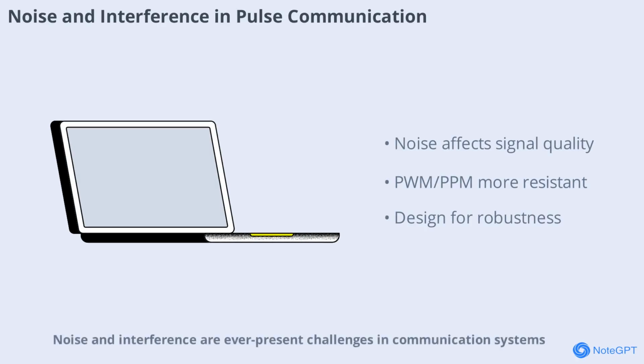Noise and interference are ever-present challenges in communication systems. Pulse analog techniques must be designed to minimize the impact of these disturbances. While PAM is particularly sensitive to amplitude noise, PWM and PPM offer better resistance. Understanding the sources and effects of noise helps engineers design more robust systems that maintain signal integrity under real-world conditions.